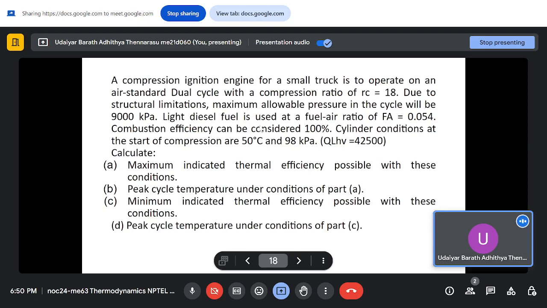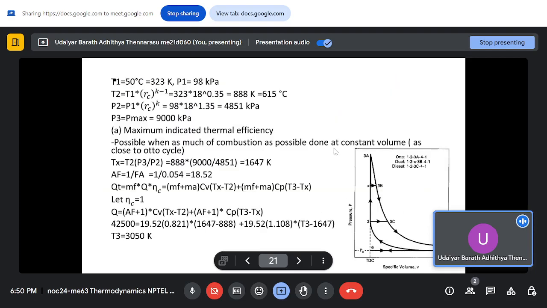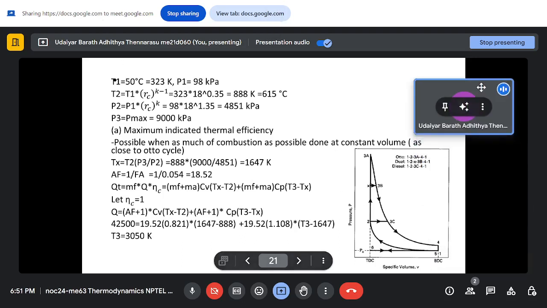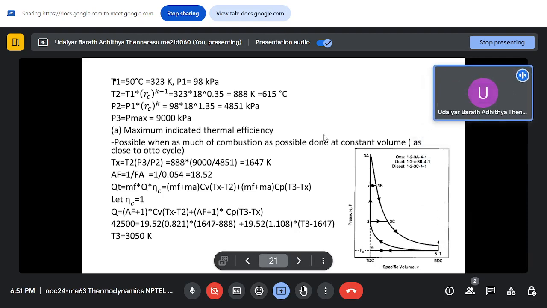But the heat addition which you are giving is limited, you cannot add more heat. You have a given amount of fuel which is injected, and that has a specific calorific value. So how much heat you are adding is limited. Initially, this is how the cycle looks.